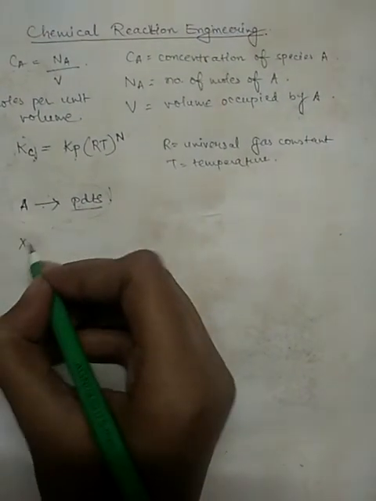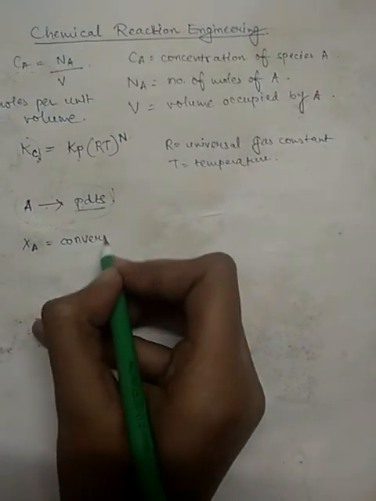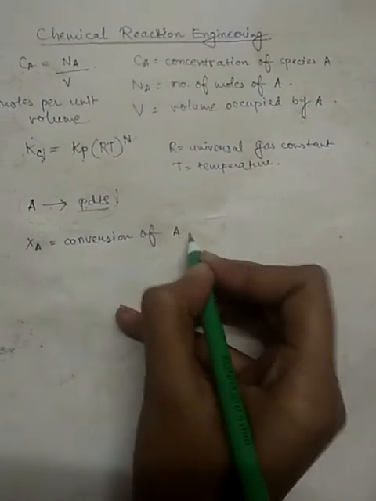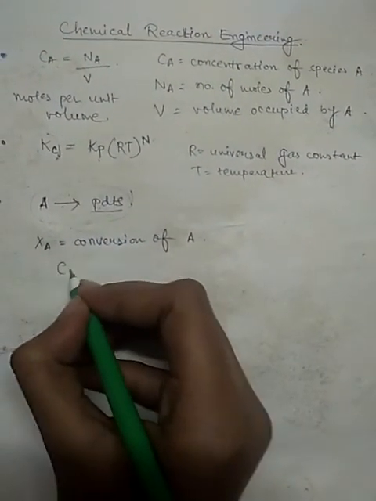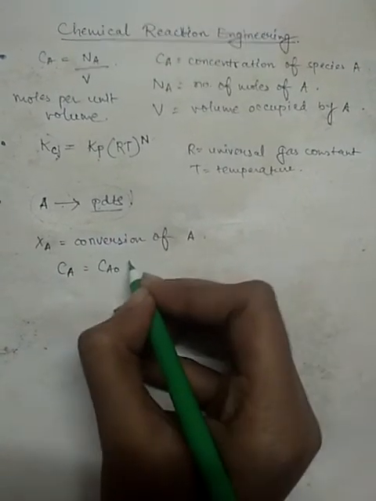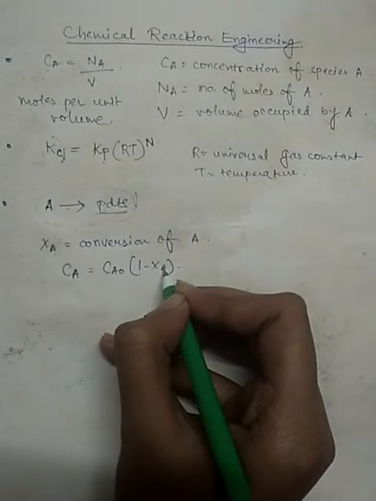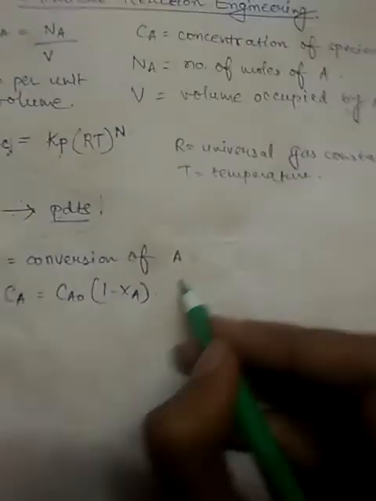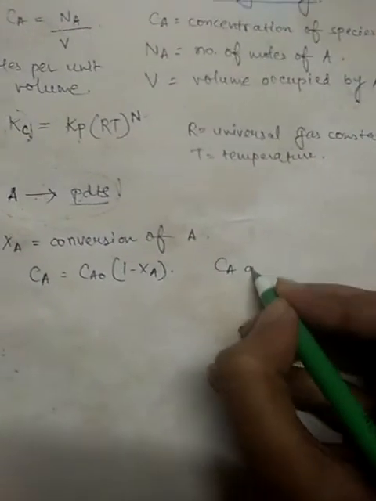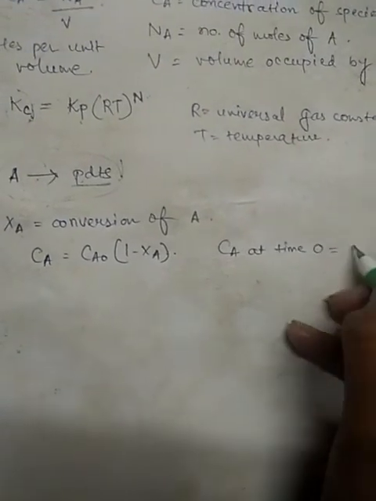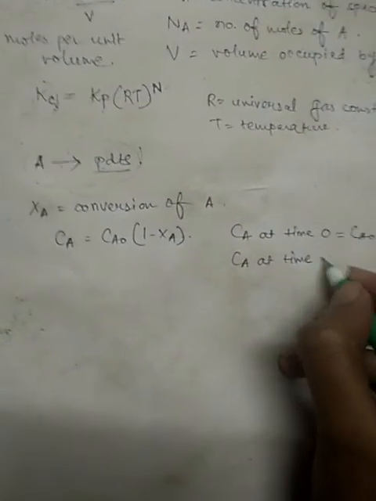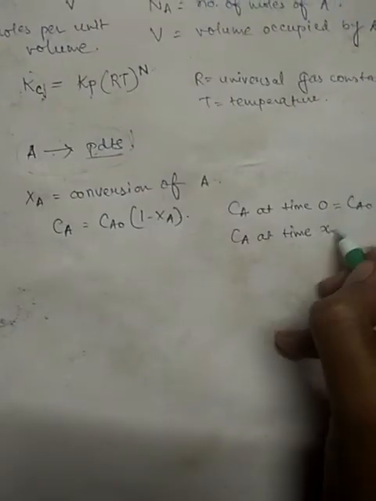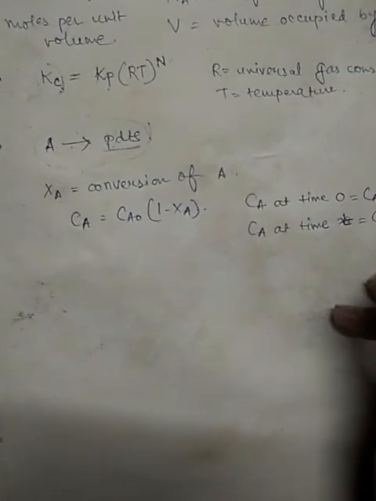Then what is the amount of A that is remaining with me? That is given by Ca equals Ca0 into 1 minus Xa. What does it mean? Ca0 is your concentration of A at time 0, and Ca is the concentration at time t. And Xa is your conversion of A. So the amount of A that is left with you is given by this, right?